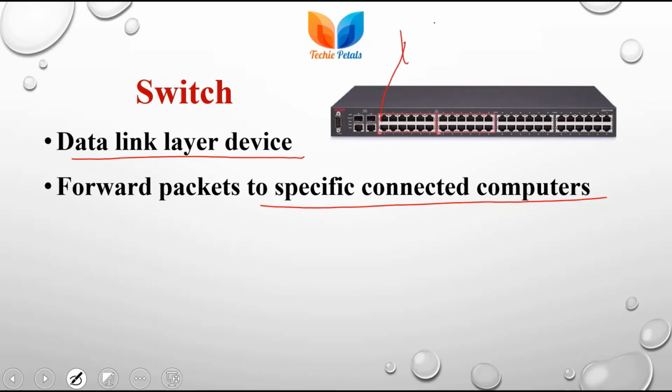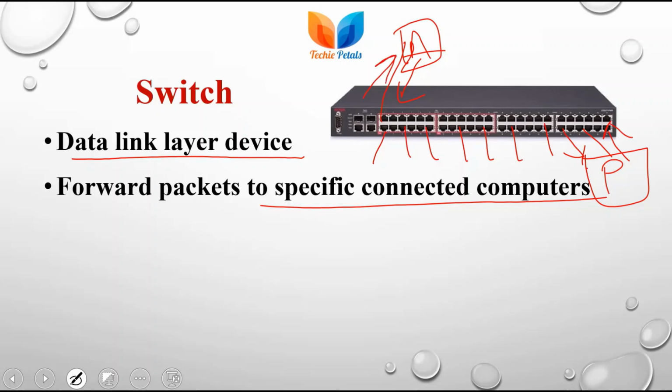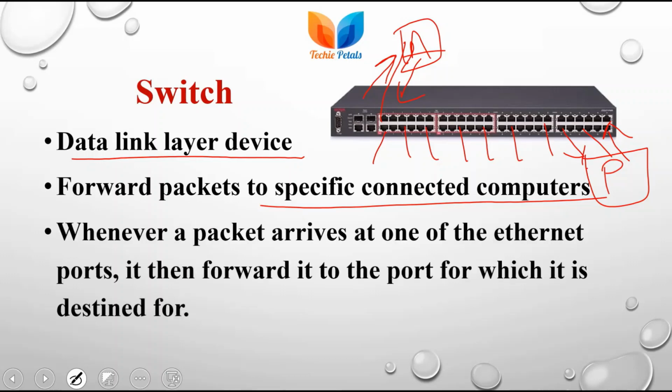Like here we have connected system A, and here we have multiple systems connected with the Ethernet ports. If the packet has the destination address as this P, then the switch will receive the packet from A and send the packet to P only, and after getting the acknowledgement back from P, it will send the acknowledgement to A only, not to all systems. So this is the way a switch works.